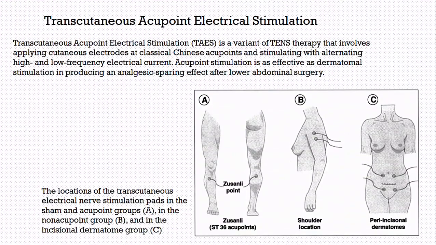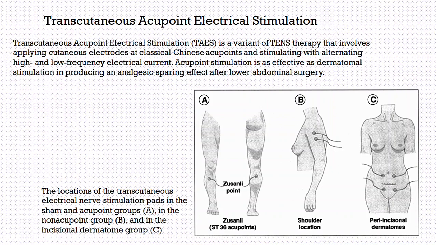So this is the second type. This is the transcutaneous acupoint electrical stimulation, TAES, and it is a variant of the first one that involves applying cutaneous electrodes at classical Chinese acupoints and stimulating with alternating high and low frequency electrical current. So compared to the first one, here we place the pads on the Chinese acupoints and they just play around with the frequency until it has some type of effect on the affected areas.